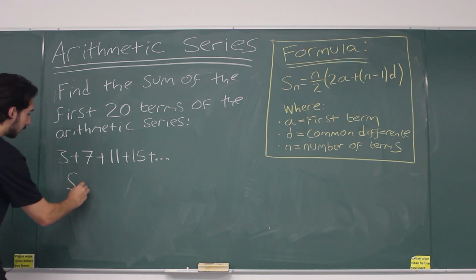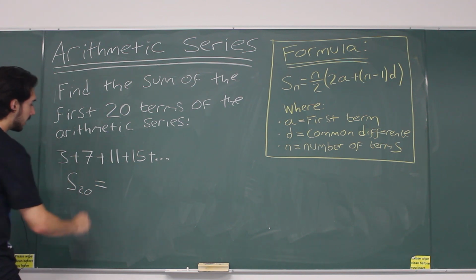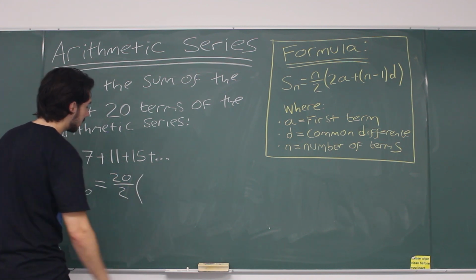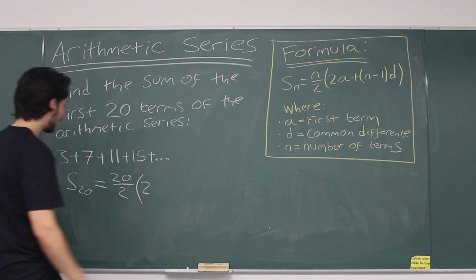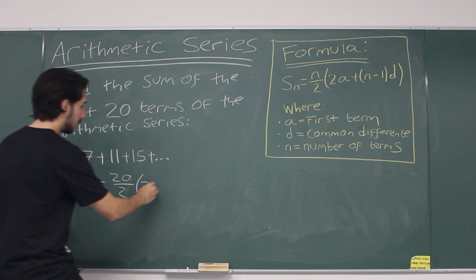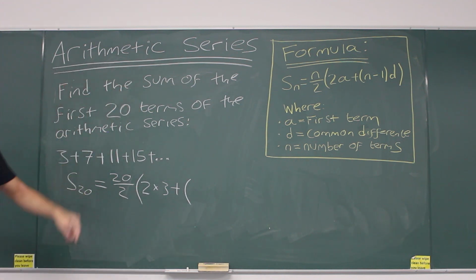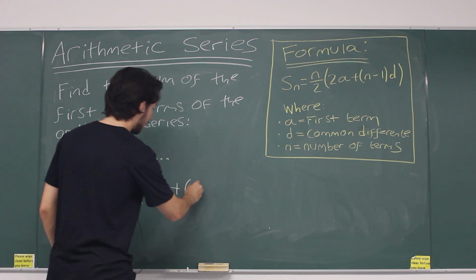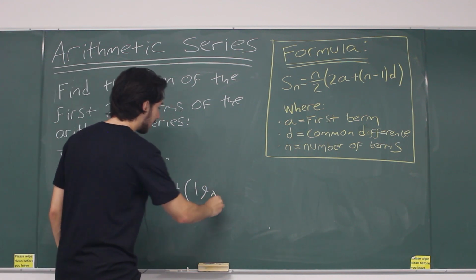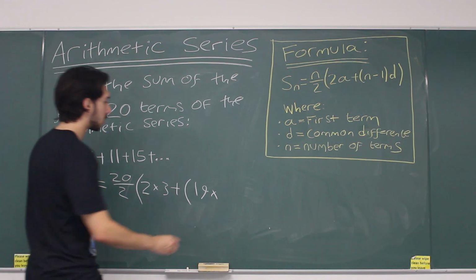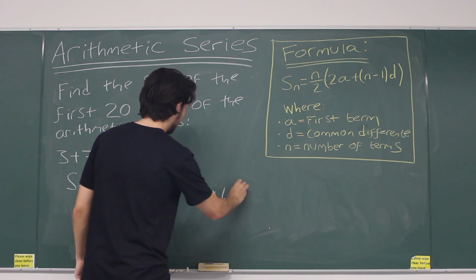So the sum of the first 20 terms is going to be 20 over 2 times 2 lots of the first term, which is 3, plus n minus 1 lots of the common difference. So n is 20, so n minus 1 is 19. And the common difference this time is positive 4, because you have to add 4 to get to the next term. So timesing that by 4.